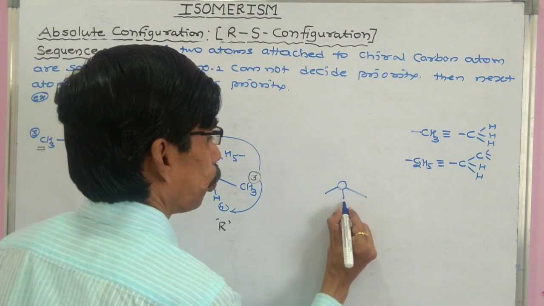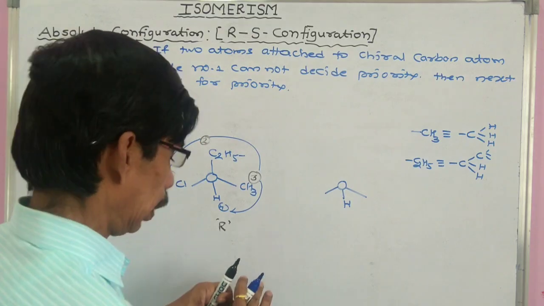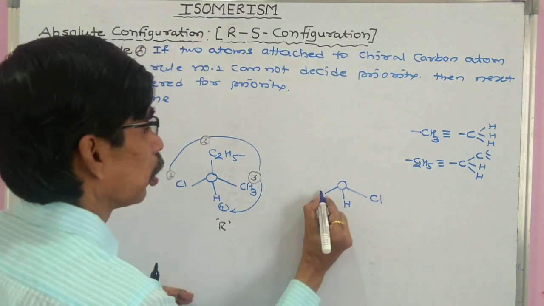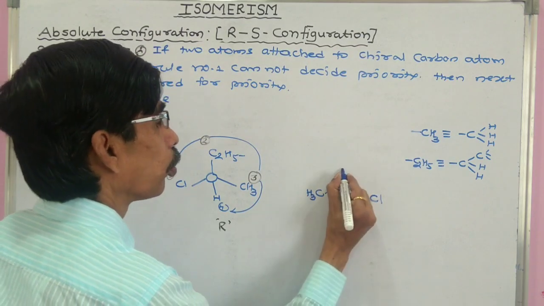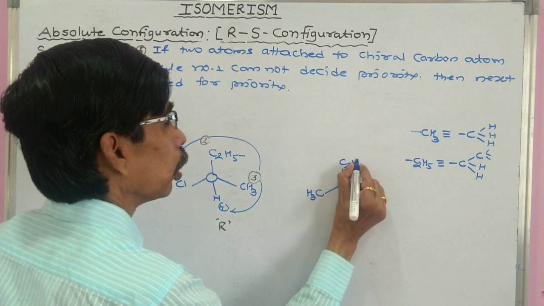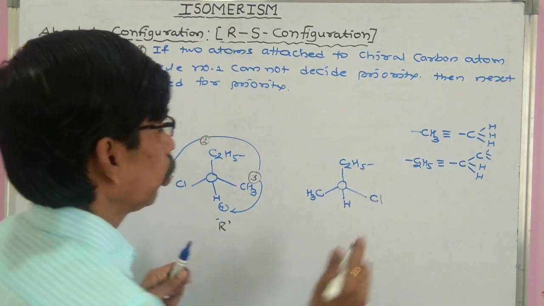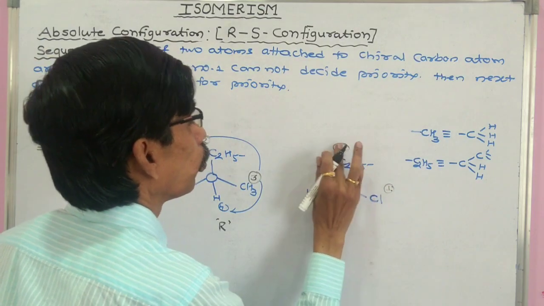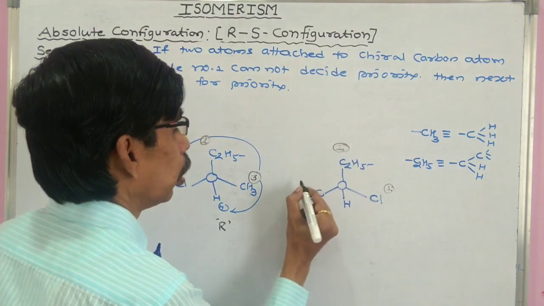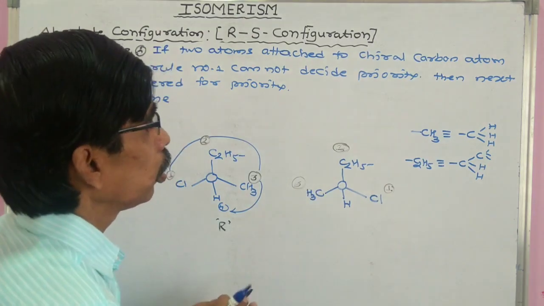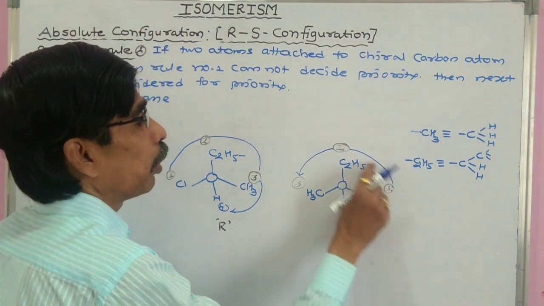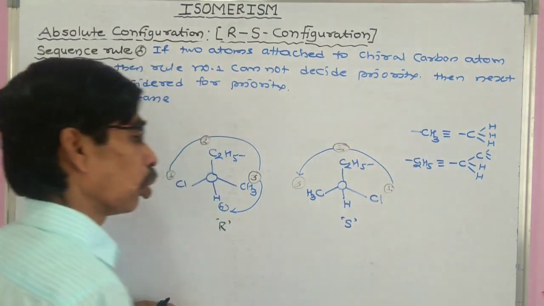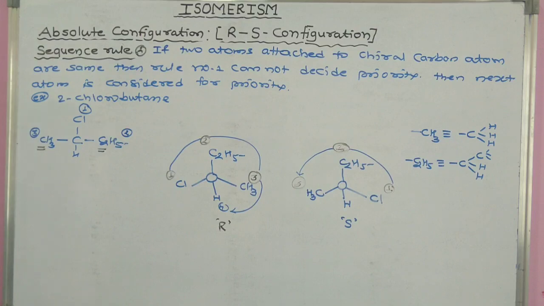Now, this configuration is the S configuration. The C2H5. And numbering, number 1, number 2, number 3. So we can travel from 1 to 2, 2 to 3. This rotation is in the anti-clockwise direction. Therefore, this configuration is S.